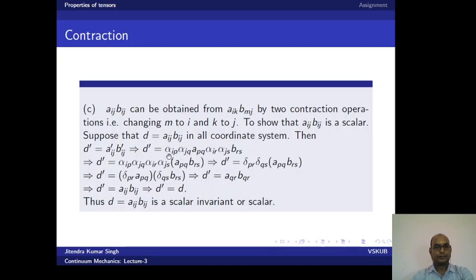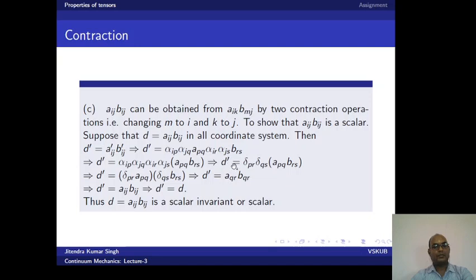Now I am taking this one. I can write this d dash is equal to alpha ip, alpha jq, alpha ir, alpha js, and this apq and brs I am writing together. So now I will use the property of delta symbol. So alpha ip and alpha ir we can write as delta pr, and alpha jq and alpha js we can write as delta qs. So this one alpha ip, alpha ir I have written as delta pr, and alpha jq, alpha js I have written as delta qs.